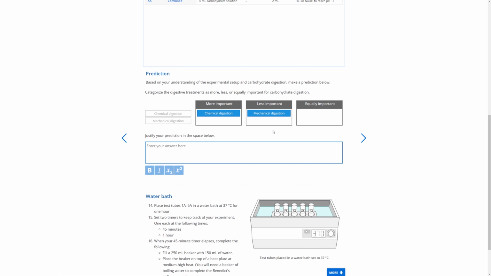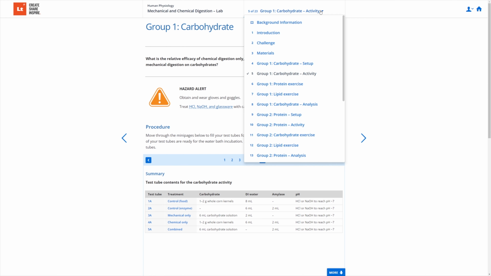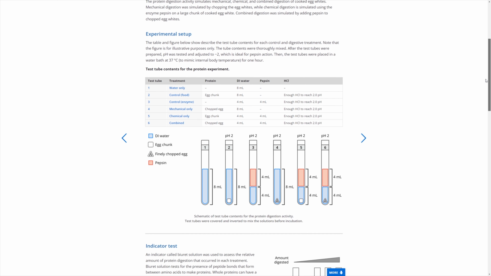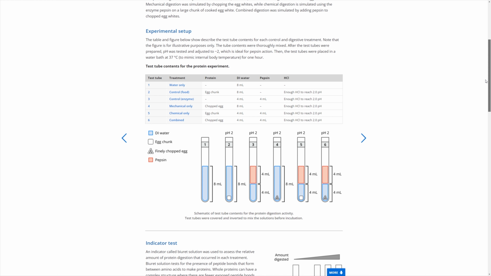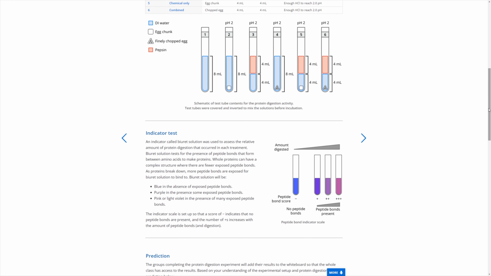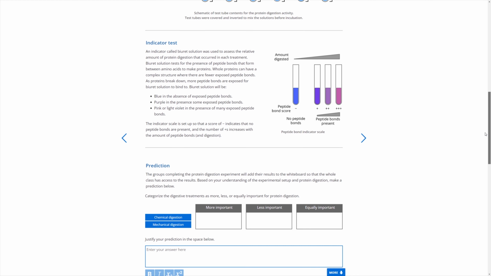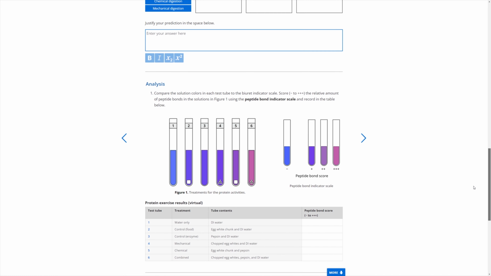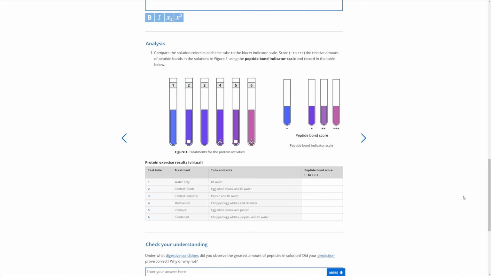While their test tubes incubate for an hour in a water bath, students complete virtual exercises that cover the two macronutrients they did not experiment with in the lab. This allows students to become familiar with the experiments and analysis questions that other lab groups are working through. These pages show how the experiment was set up for each of the other macronutrients, explain how the indicator molecule was used to detect the digested molecules, then ask students to make a prediction for this food substance, and score example test tube solutions using the indicator scale.